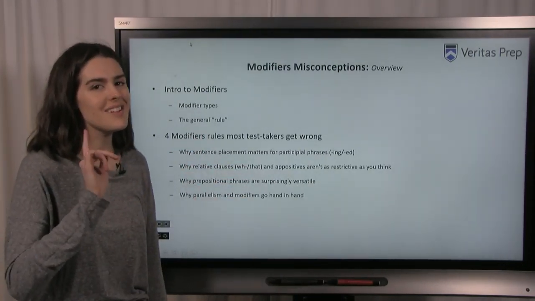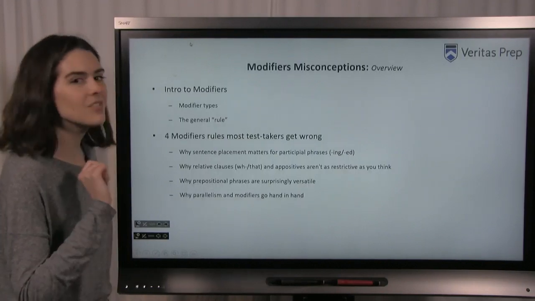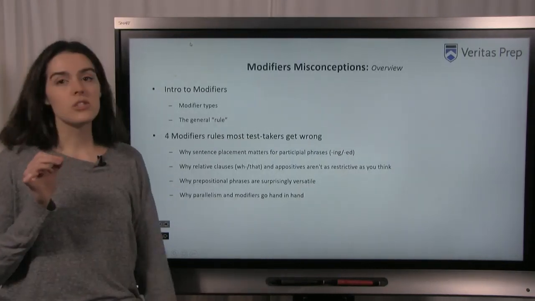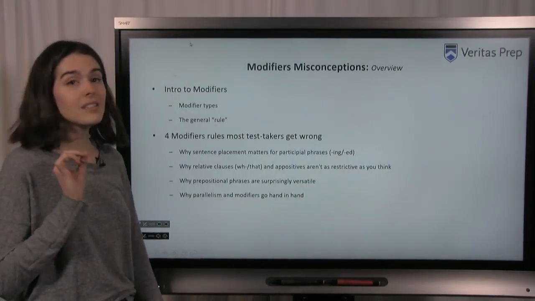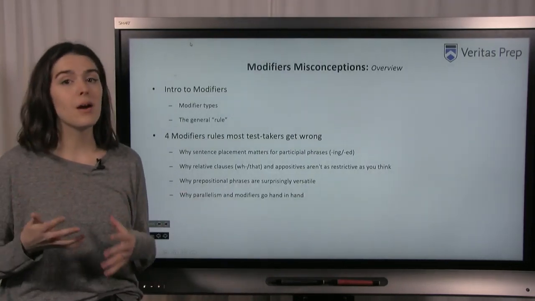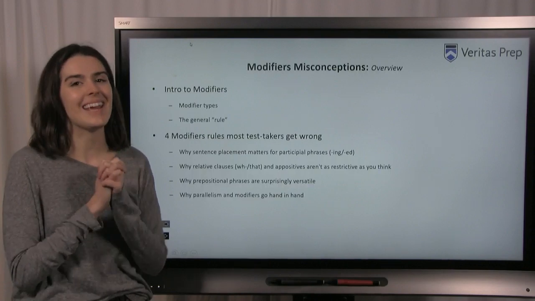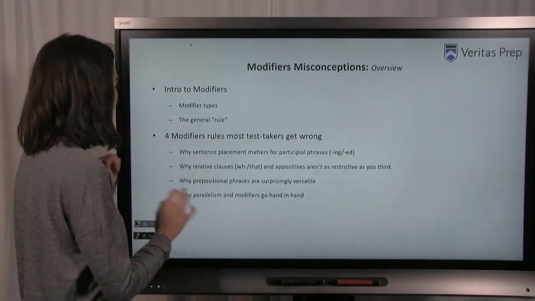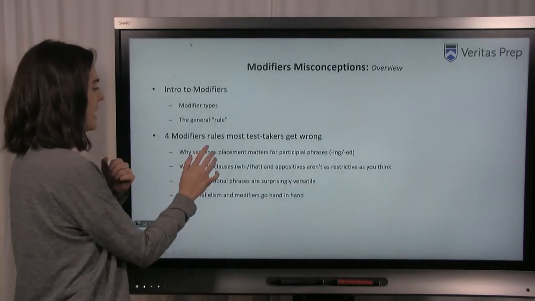Turns out it's not as specific as we think. Why prepositional phrases are surprisingly versatile, kind of similar, and why parallelism and modifiers go hand in hand. So, these are the four topics for today.